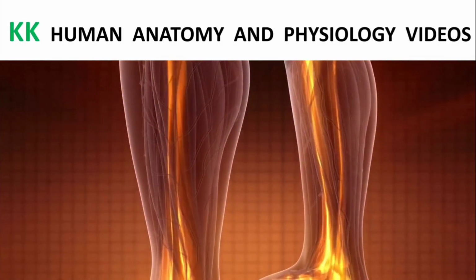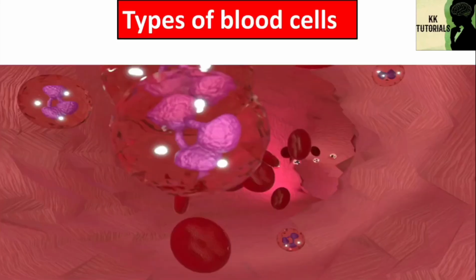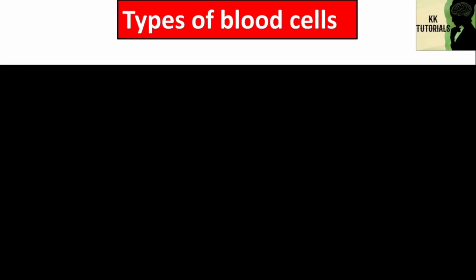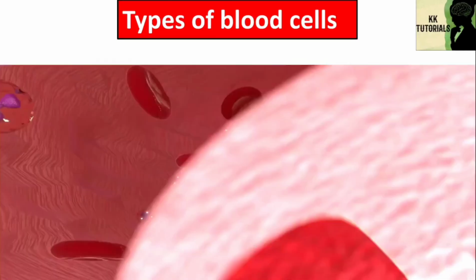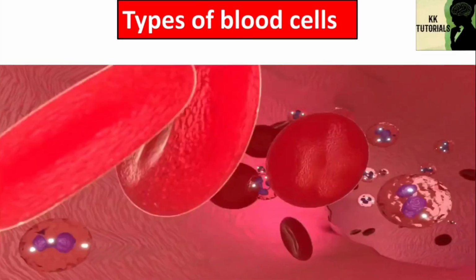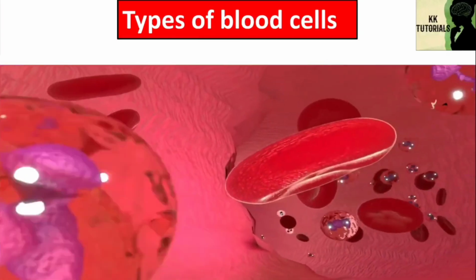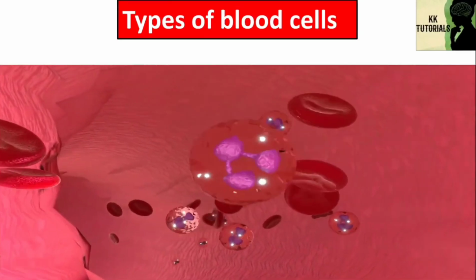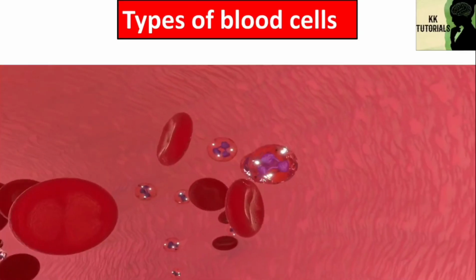In this video, we are going to discuss types of blood cells. We know that blood is composed of a liquid component, that is plasma, in which blood cells are suspended. If you haven't watched my video on blood composition, then you will find its link in the description below. So these blood cells make up 45% of whole blood. The process by which these blood cells are formed is called hematopoiesis.